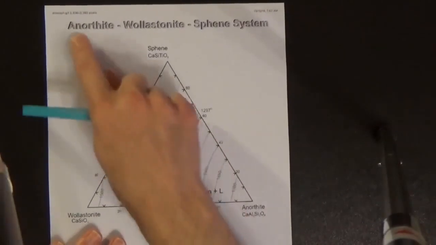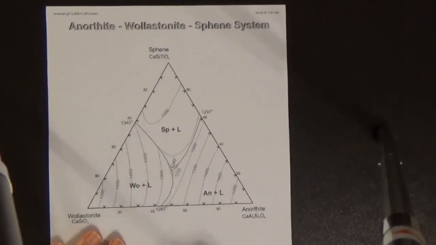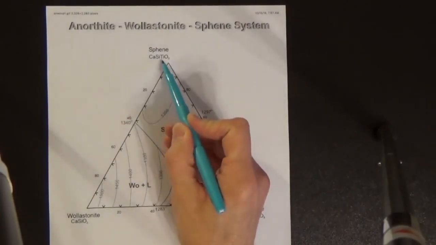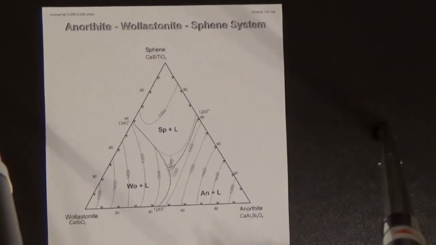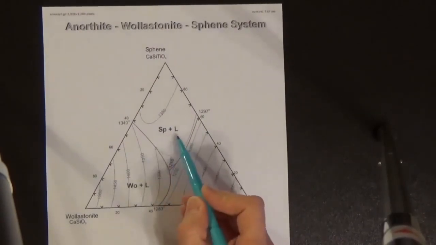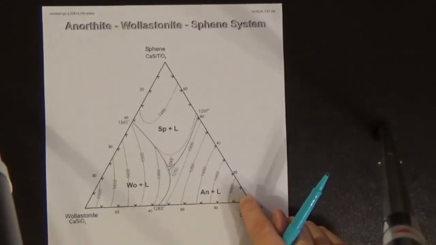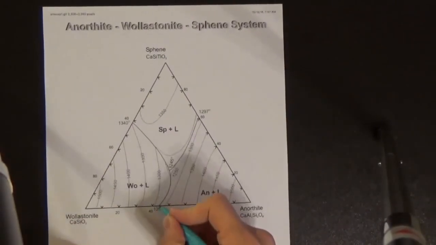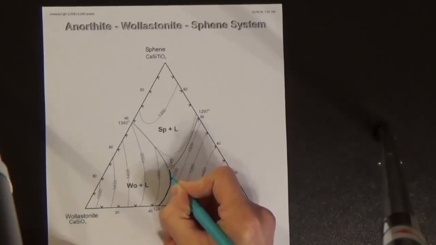So here we have 3 phases, and you're welcome to pronounce them if you want. Basically, these are calcium silicon titanium oxide, calcium silicon oxide, and calcium aluminum silicon oxide phases. And call them WO, SP, and AN. Here we have the isotherms, and these are the liquidus surfaces. And here we have those binary valleys, or 3-phase valleys, that do this.